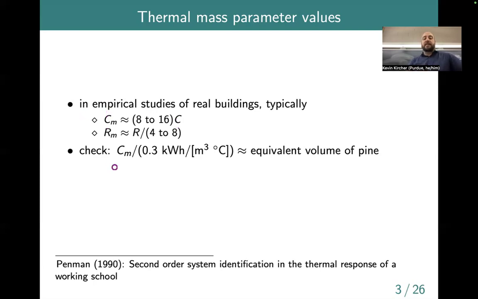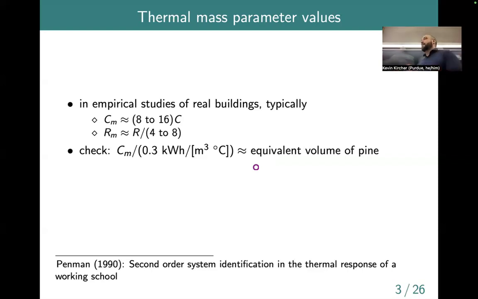And if you want a sanity check on that, if you take the value of Cm that you calculate and divide it by 0.3 in units of kilowatt hours per volume per temperature degree, that ends up being roughly the equivalent volume of pine that you would need to have that same heat storage capacity. So you think: is it way more pine than we could possibly fit in the building? Okay, then that's probably unrealistic. Is it like a marble of pine? Okay, that's probably also unrealistic. But is it some fraction, 20%, 10%, something like that, of the overall volume of the building? Okay, well, then it's kind of plausible.